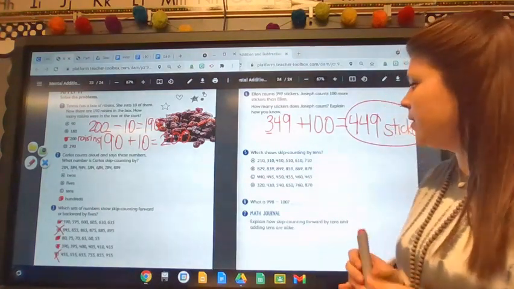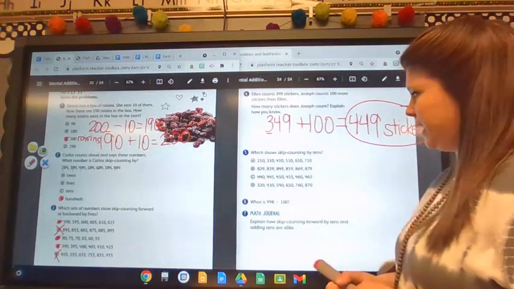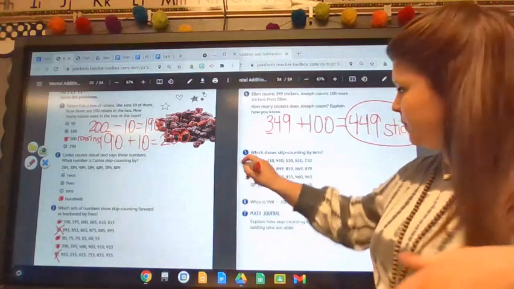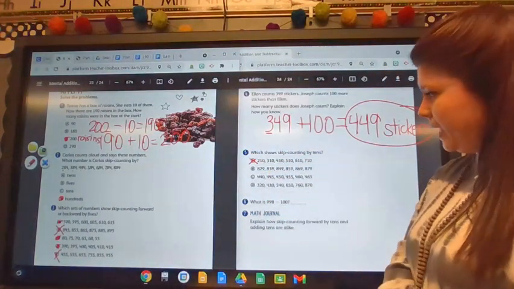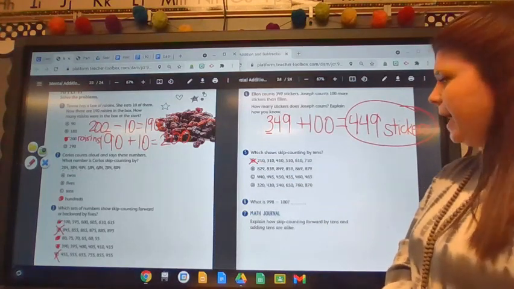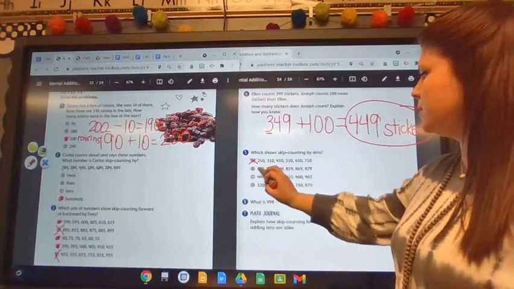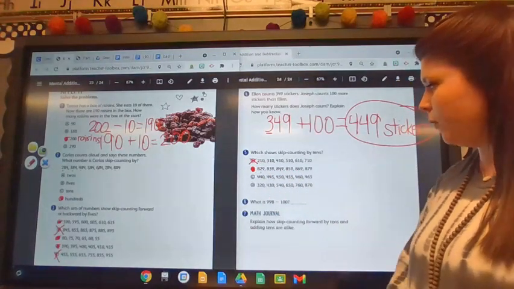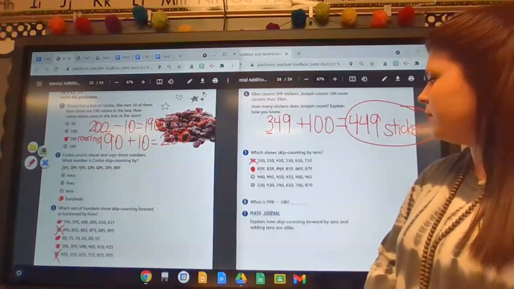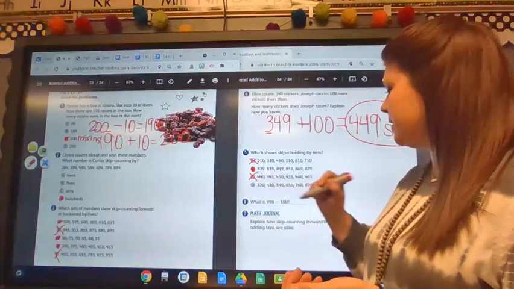Okay? 5. Which shows skip counting by tens? 210, 310, 410. I can stop right there. My hundreds place is changing. That's not by tens. B, 829, 839, 849, 859. My tens place is changing, so I'm counting by tens. C, 440, 445, 450, 455. My ones place is changing. I'm not counting by tens.